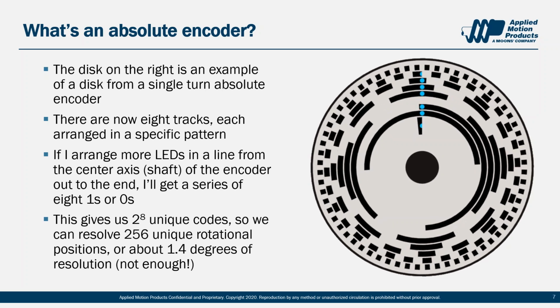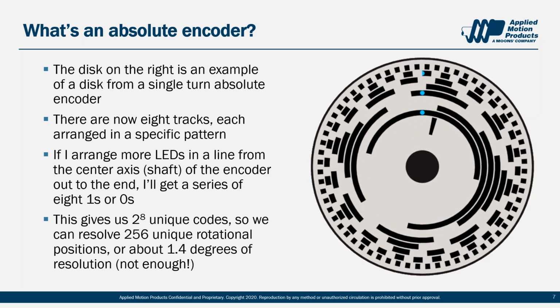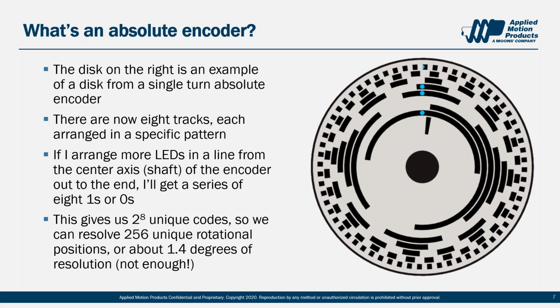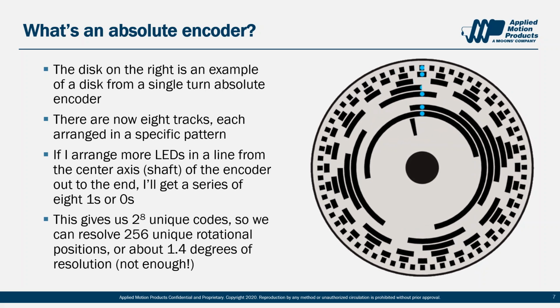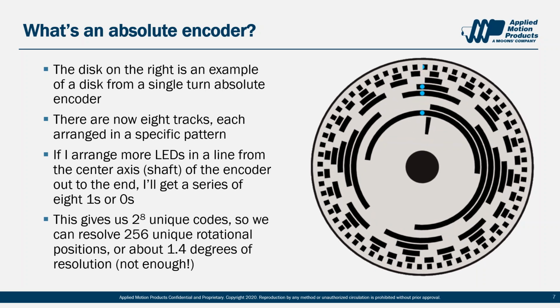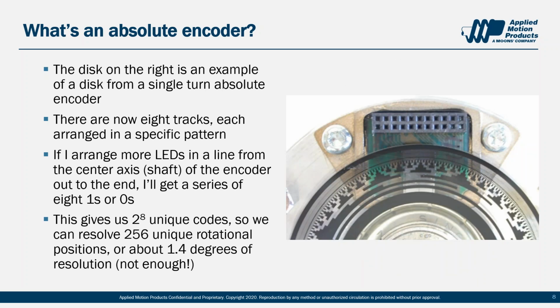Now, you might be thinking 1.4 degree accuracy isn't very useful. That's often right. For many applications, it's not. The reason I use an 8-bit graphic here is simply because beyond that, it's challenging to see all the tracks clearly. A real single-turn absolute encoder like this one might have 15 bits of single-turn accuracy, but to the naked eye, it's just a blur after that first 7 or 8 tracks.